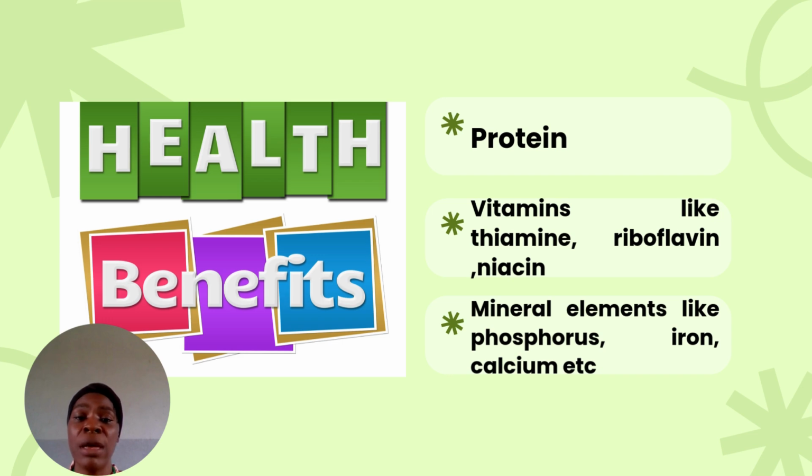Then we have mineral elements like phosphorus, iron, and calcium. They are also embedded in our eggs. So when you're eating one oval egg or one round egg, you know you are getting your protein, vitamins, and mineral elements. Good. And don't forget, egg has a good amount of water in it as well. You'll be surprised. Yes, there's water in egg as well.